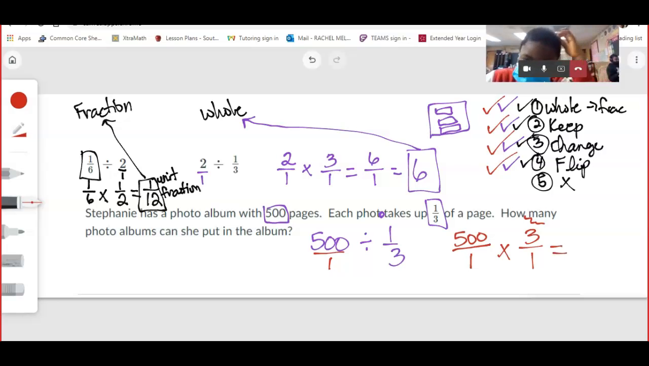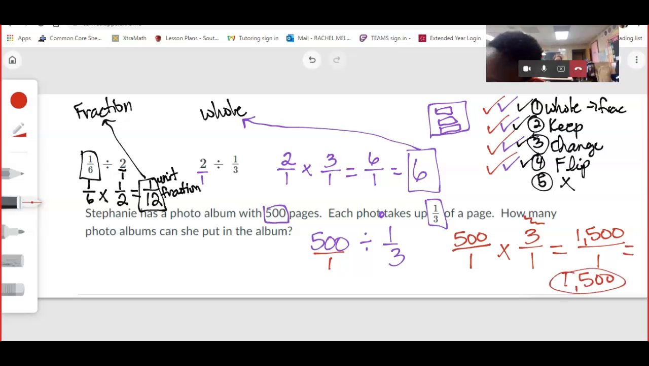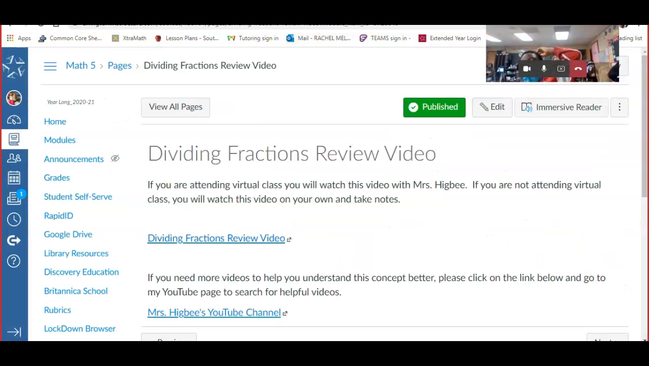Then what? We multiply. What's 500 times 3? 1,500. 1 times 1, 1. What's my answer? 1,500. Okay. So, did we start with the whole number? Yes, we did.